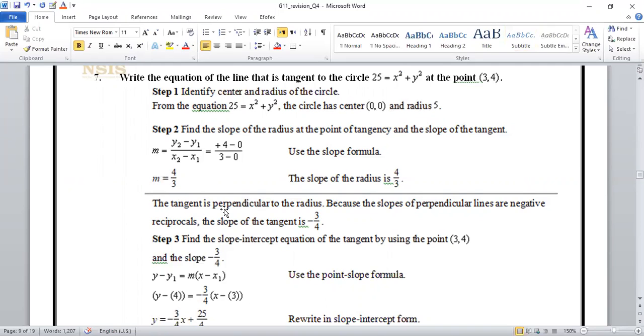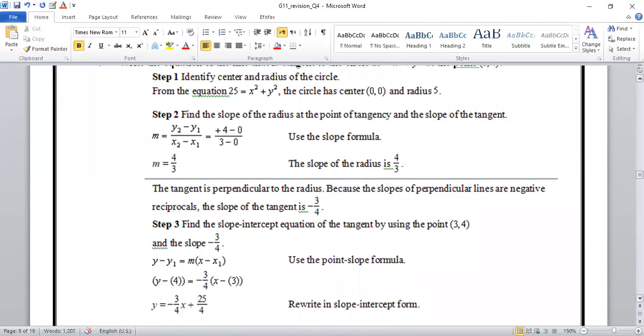The tangent is perpendicular to the radius, because the slopes of perpendicular lines are negative reciprocals. The slope of the tangent is negative 3 over 4.